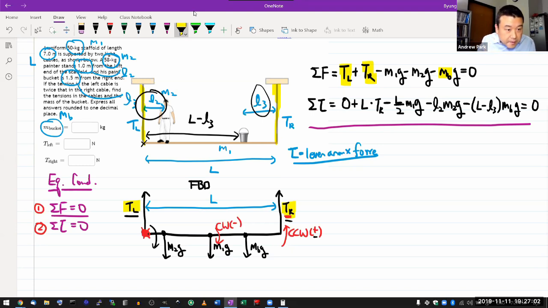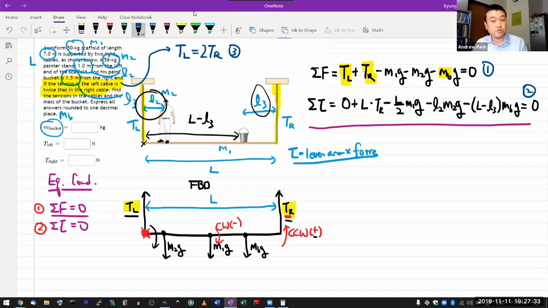Here it is. It says if the tension in the left cable is twice that in the right cable. So that's giving us some information. The way to make use of any information in a physics problem is to see if you can express that in terms of an equation. So tension in the left cable, TL, is twice the tension in the right cable. So that's equal to 2TR. All right, so now we have equations 1, 2, and 3 without introducing any new unknowns. So we are good to go. We have 3 equations, 3 unknowns. This is solvable.